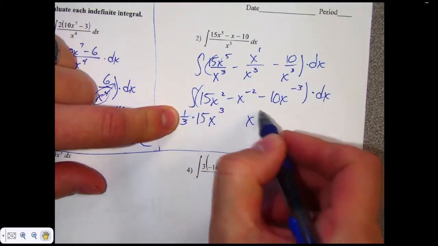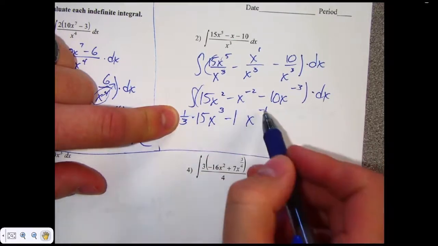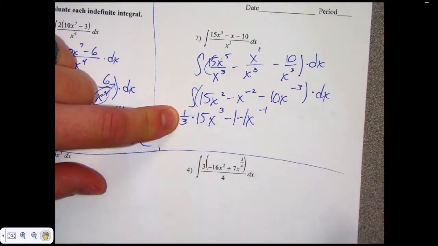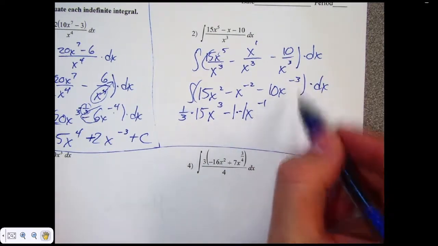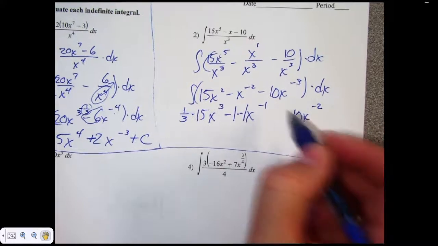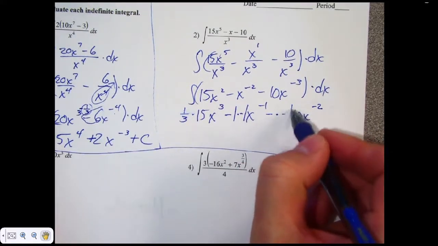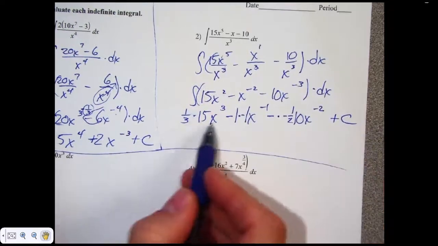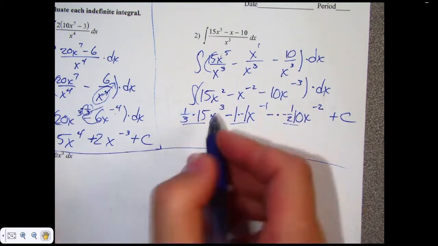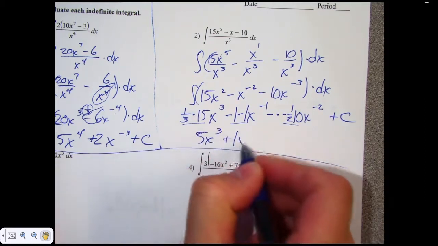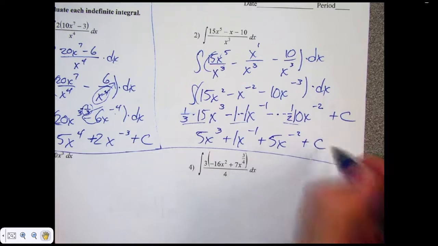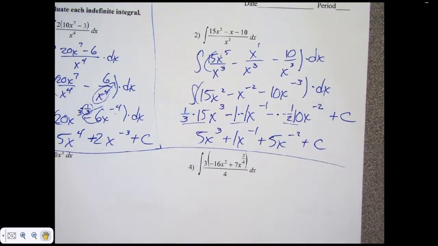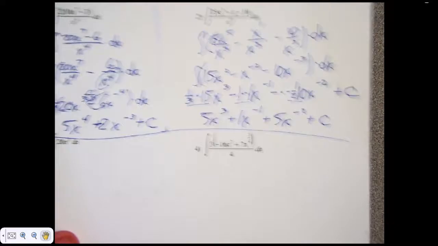So same thing here. Add 1 to the power. There was already a negative 1 there. Multiply by the reciprocal of the new power. And then instead of just squeezing it in, we're doing it in a little more organized fashion. Same thing here. Add 1 to the power. Multiply by the reciprocal of that new power. So negative 1/2. And then go back through and undo your multiplication there, just because it's a little more organized for you. So now it's 5x to the third plus 1x to the negative first plus 5x to the negative second plus C. Is that right? Yeah. Questions on what I did on that one?